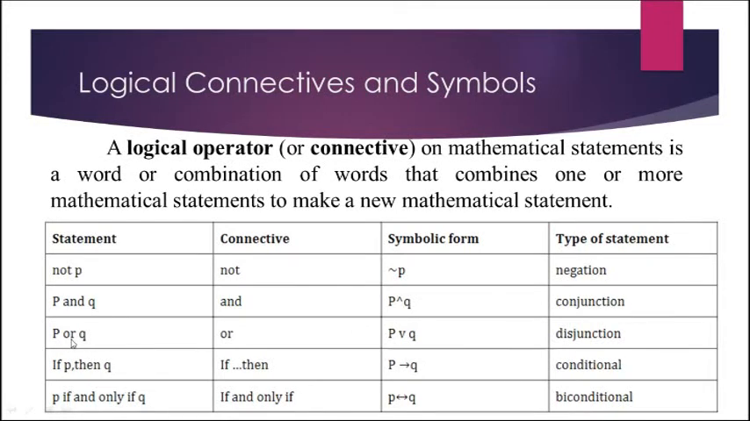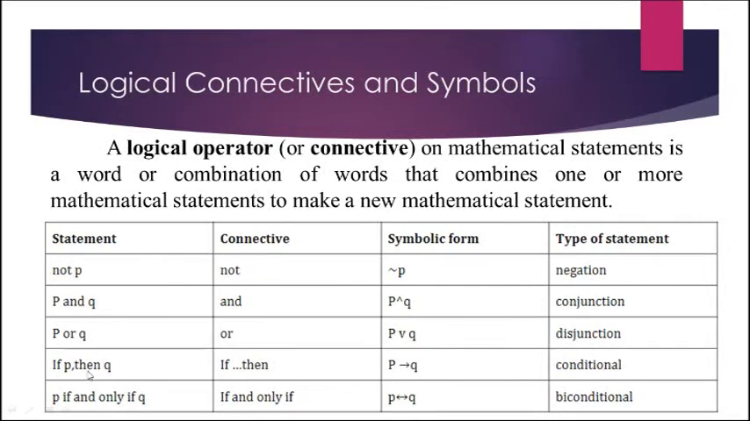Next, you have your P or Q. We have now your OR statement. The connective is OR. The symbol is P, then the symbol in the middle, and then Q. P or Q, we call this one disjunction.